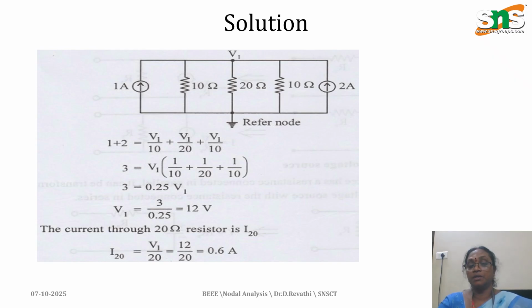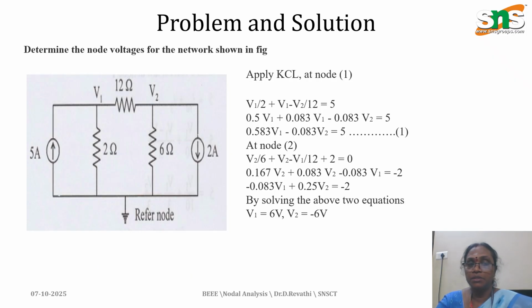So V1 we follow as 12 volts, and to find the current, I is equal to V1 by 20. Instead of V1 we put the value 12 volts divided by 20. We can find the current through the 20 ohm resistor. And this is the procedure to find the equations. Here I have mentioned the two node problems.